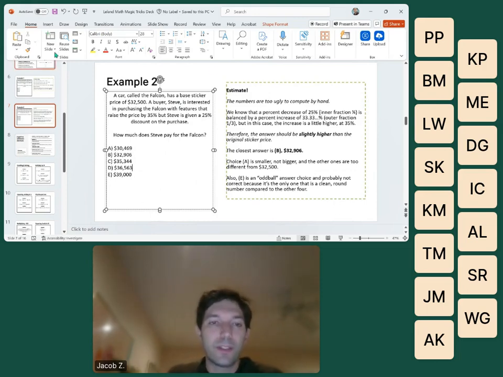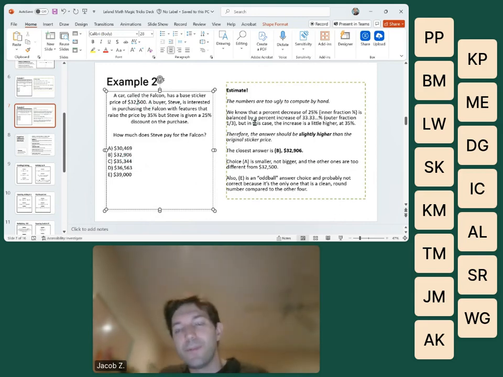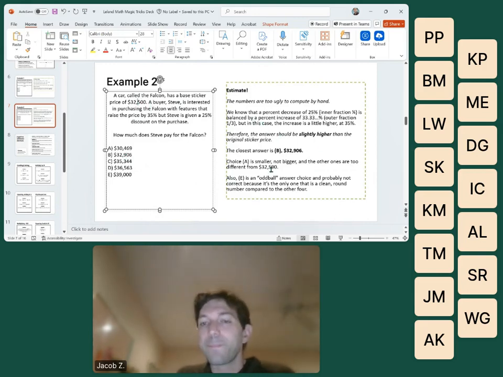So if we look at the answer choices, answer choice A is lower. You could immediately cross that off. And then C and D are much higher. So B, 32,906, is really close to 32,500. That's what we're looking for.